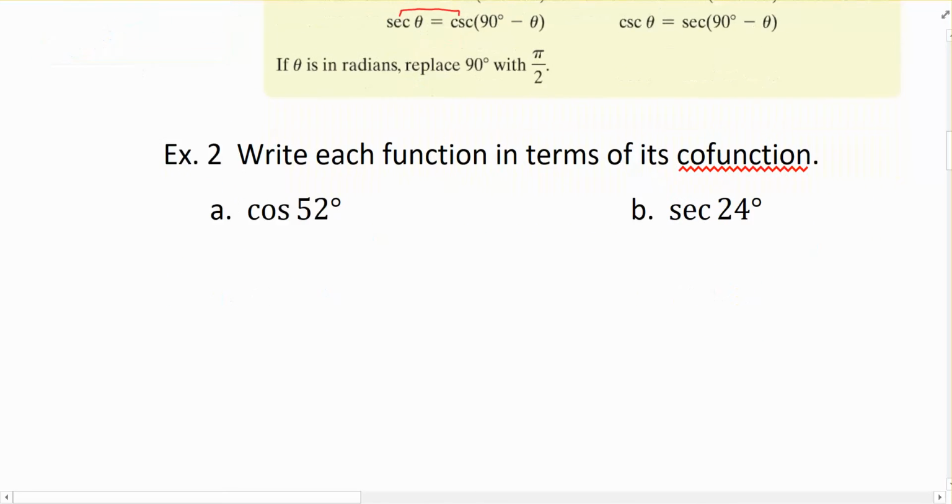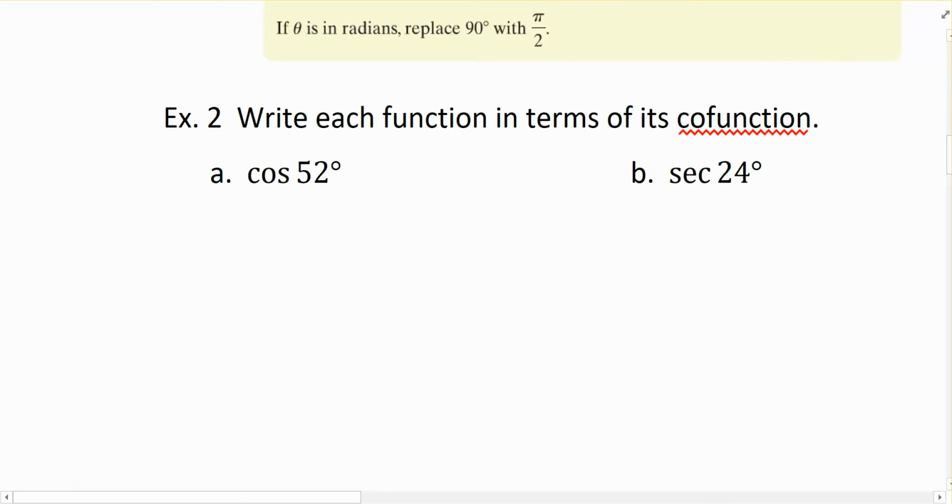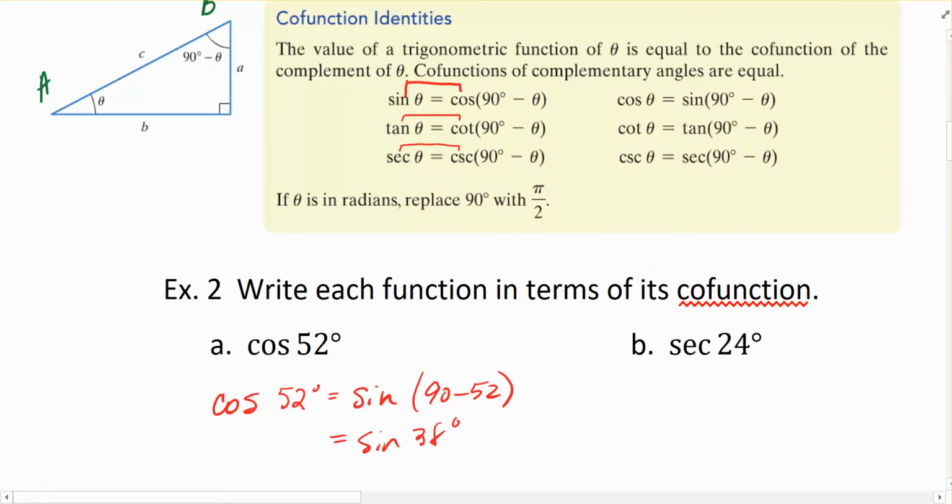So now, when I come down here and I want to rewrite the cosine of 52 in terms of its cofunction, the function that partners with cosine in this identity happens to be sine. So I'm going to take the cosine of 52 degrees and rewrite it in terms of the sine of its complementary angle, which means 90 minus 52 degrees, or in other words, the sine of 38 degrees. So the cosine of 52 degrees is going to be the exact same answer as the sine of 38 degrees. That's what we see using the identities, and that's what we saw above.